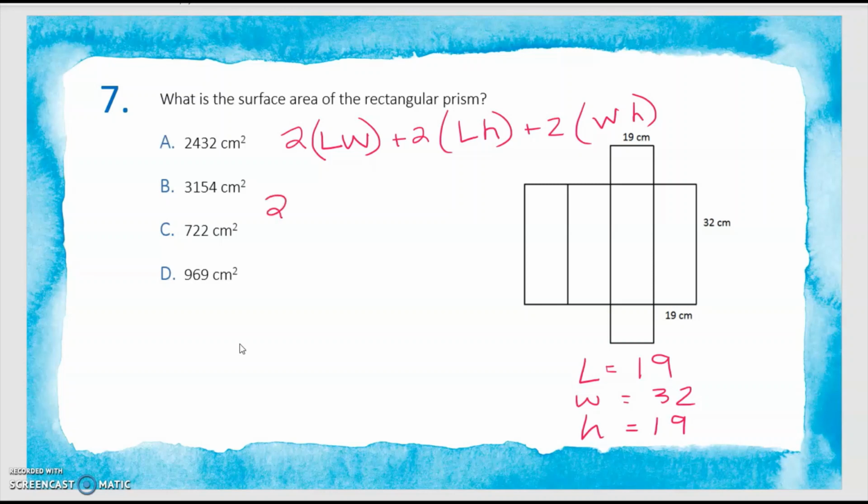Okay, so 2 times 19 times 32 plus 2 times the length and height, which is 19 times 19. Sorry, I'm running out of space. 2 times 19 times 32. Okay.